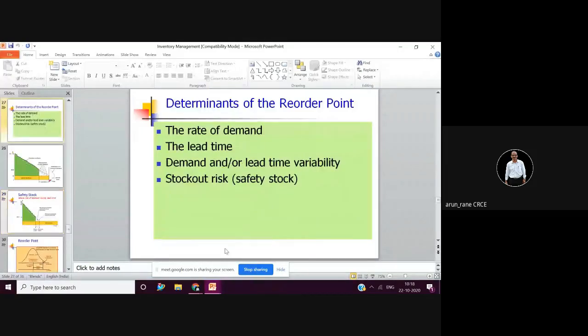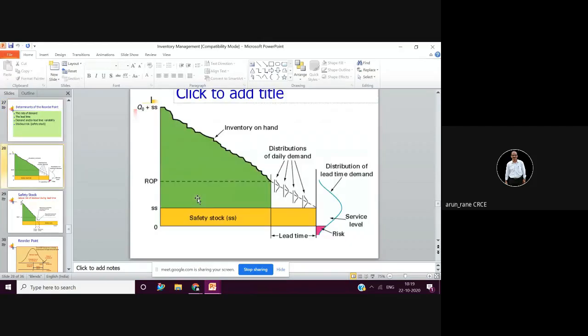Not that difficult. So how do you decide upon the reorder point? You should know the demand rate, and you should know the lead time. You should also know the variability in demand and the variability in lead time because of unforeseen circumstances. And you should also be aware of your safety stock, how much safety stock to keep. When you are talking about zero inventory, we should not carry unnecessary stock. So this is what your reorder point is.